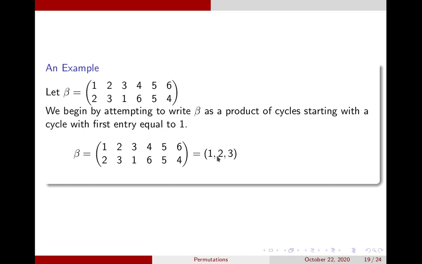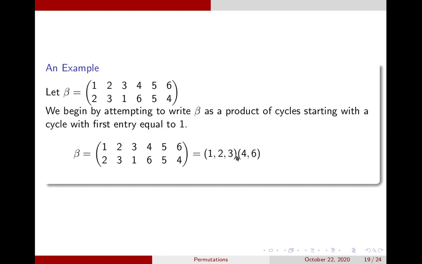And now we look for numbers that do not appear in the first cycle. 4 is the smallest number not appearing in this first cycle. So we're going to start a second cycle, beginning with 4. And now use the matrix notation to determine the next number in the cycle. 4 is sent to 6. And then use the matrix notation to determine the next number. 6 is sent to 4. But the cycle began with 4. So that finishes the second cycle.